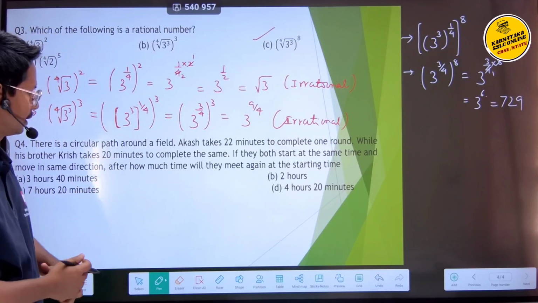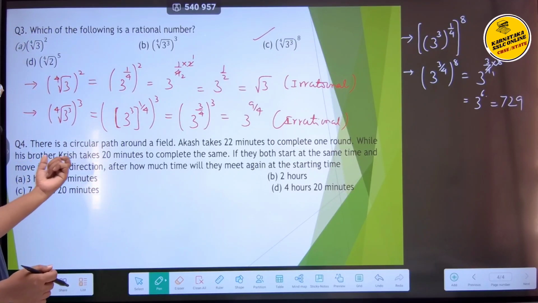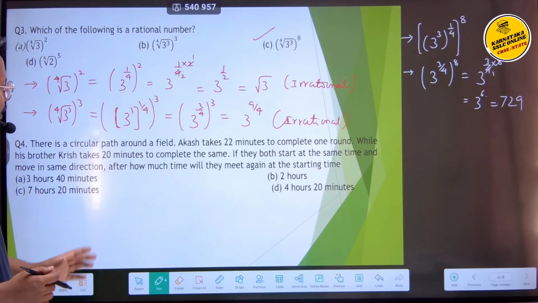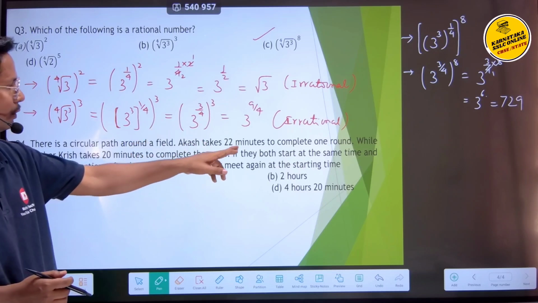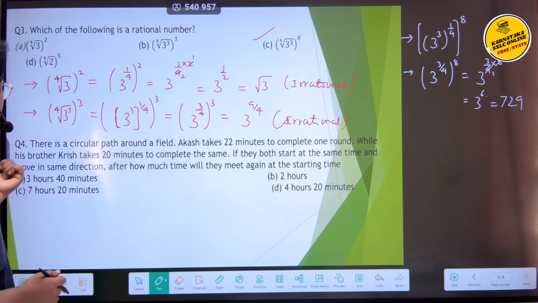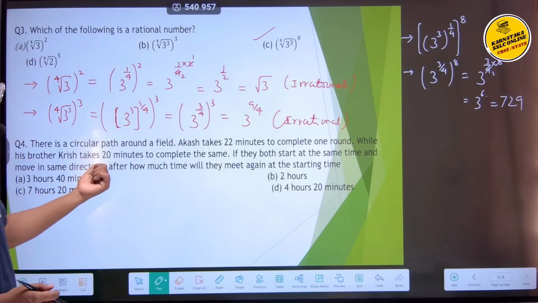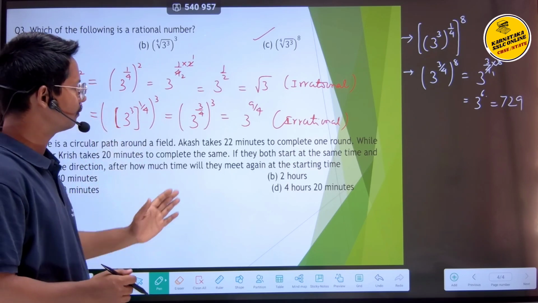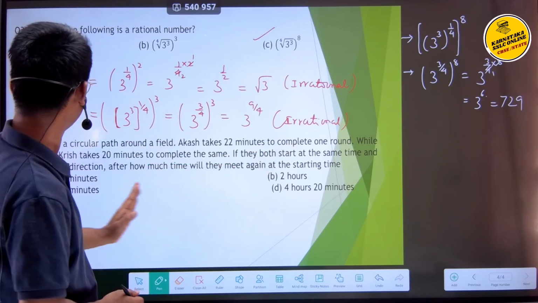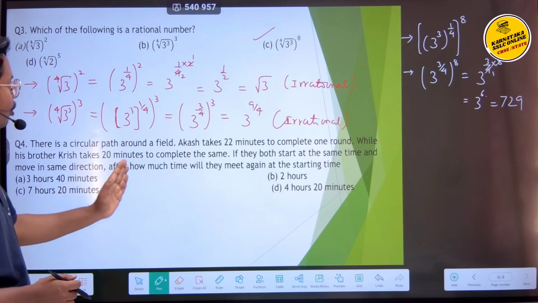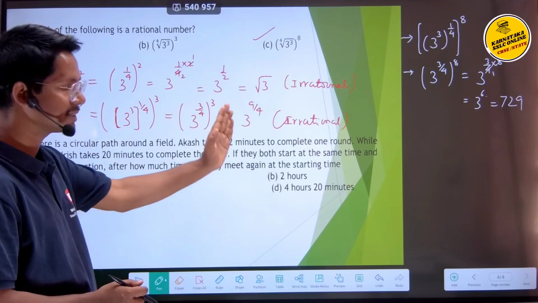Next one, very important again. There is a circular path around a field. Akash takes 22 minutes to complete one round, while his brother Krish takes 20 minutes to complete the same. Now if they both start at the same time and move in the same direction, after how much time will they meet again at the starting point?